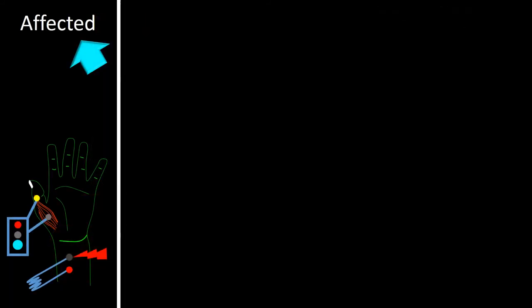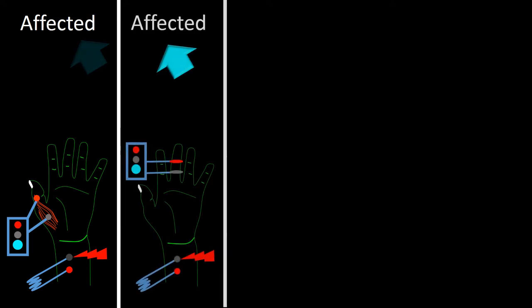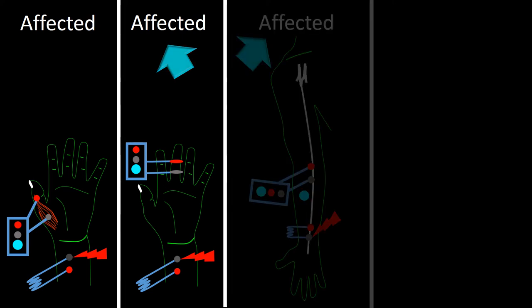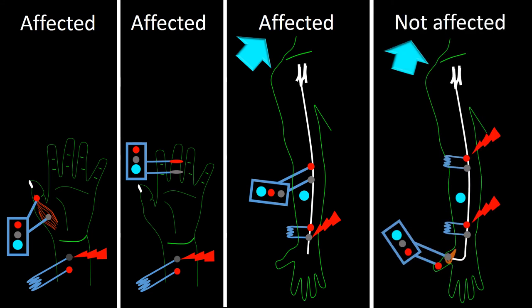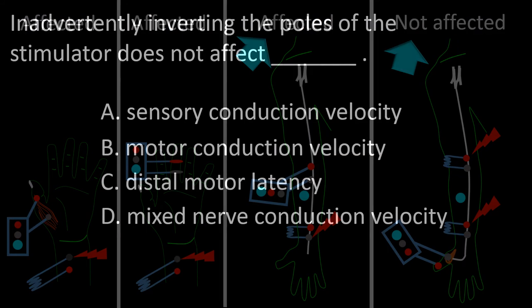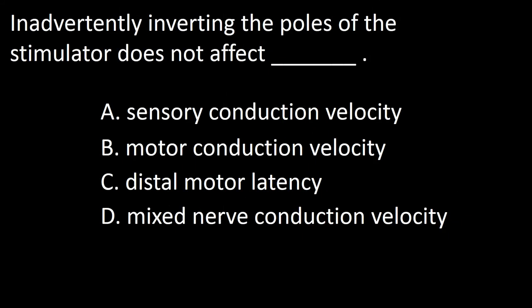So distal motor latency will be affected. All distal sensory nerve latencies will also be prolonged, while mixed and sensory nerve conductions will be delayed. Motor conduction, on the other hand, that is motor conduction velocity, which is calculated between a distal and a proximal site, will remain unchanged. The motor conduction velocities do not change because the error is present at both stimulation sites, thus canceling each other out. So the answer to this question is B, motor conduction velocity.